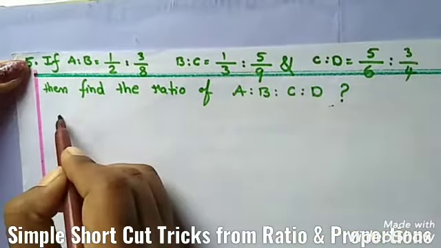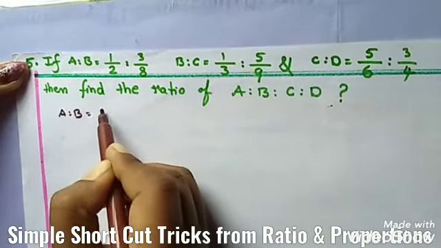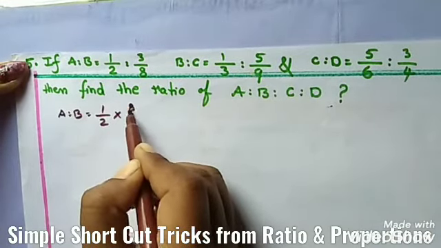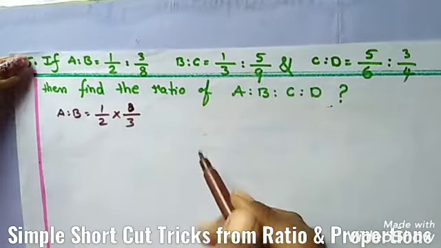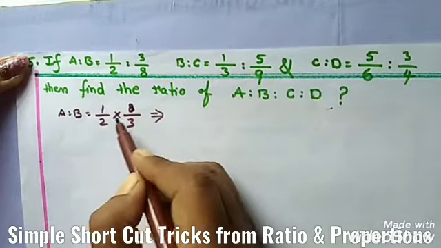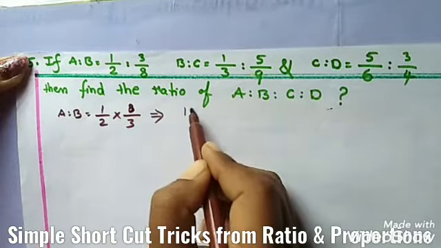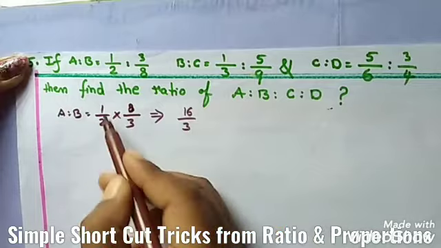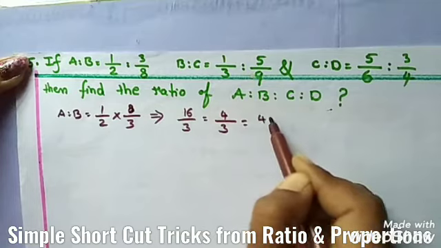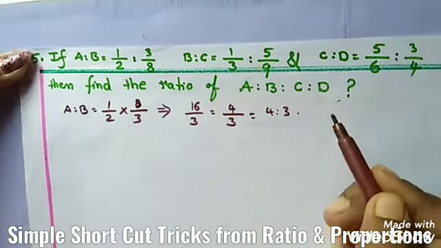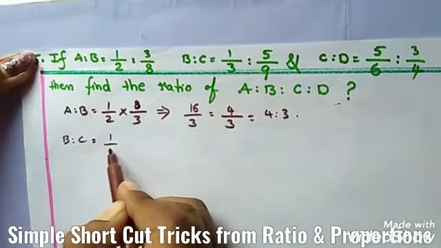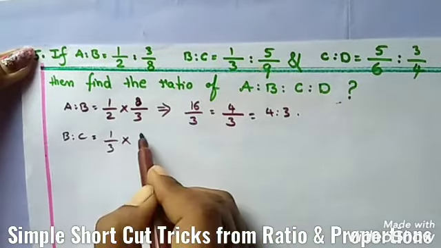How it will be? First of all, A is to B is equal to 1 by 2 into 8 by 3. Reciprocal you have to write here. That implies here 8 2's 16 by 3. Just cross multiplication here. Now 4 by 3, that means 4 is to 3. Simple.